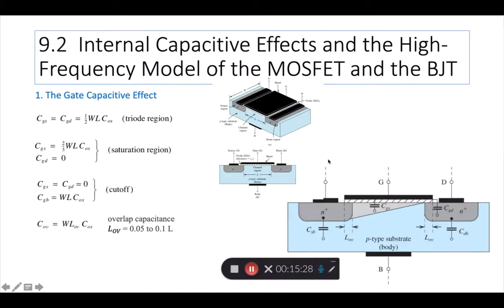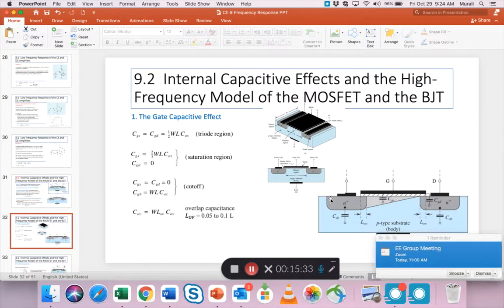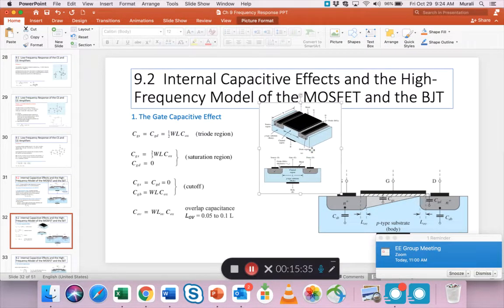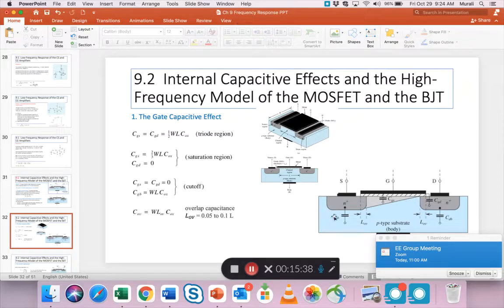Oops. Yeah, if I move this over a little bit, you can see the source. Yeah, there you go, so that's the source. Similarly, the overlap length here, LOV, is the overlap of the gate terminal above the N-type well of the drain. So these slight lengths, which is 5% to 10% of the total L, come into this formula for the overlap.